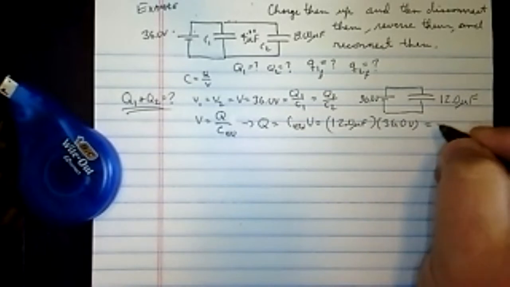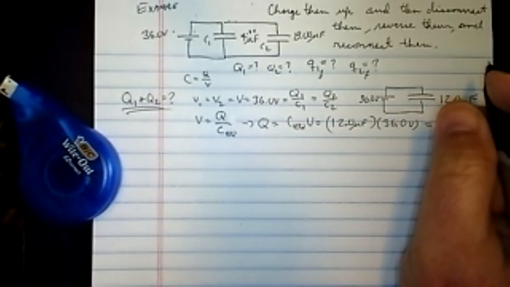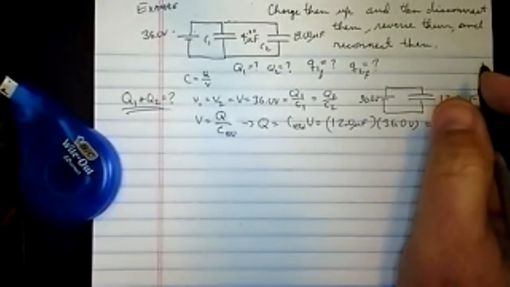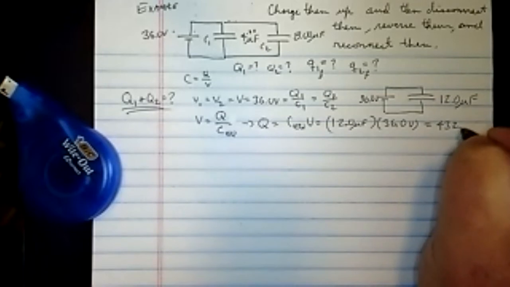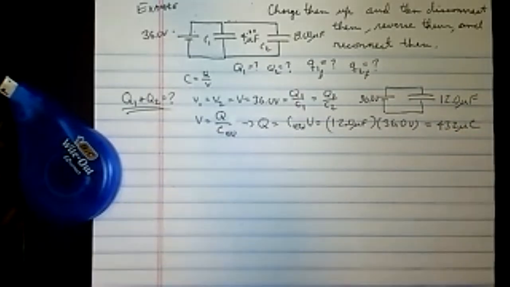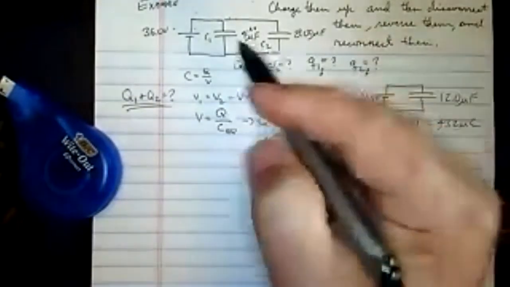So 36 times 12 is like super easy, right? Nope, it's not. Well, 36 times 10 is 360. 36 times 2 is 72. So I'm going to say that's 432. And that's microcoulombs. So that's the total charge that leaves the battery.